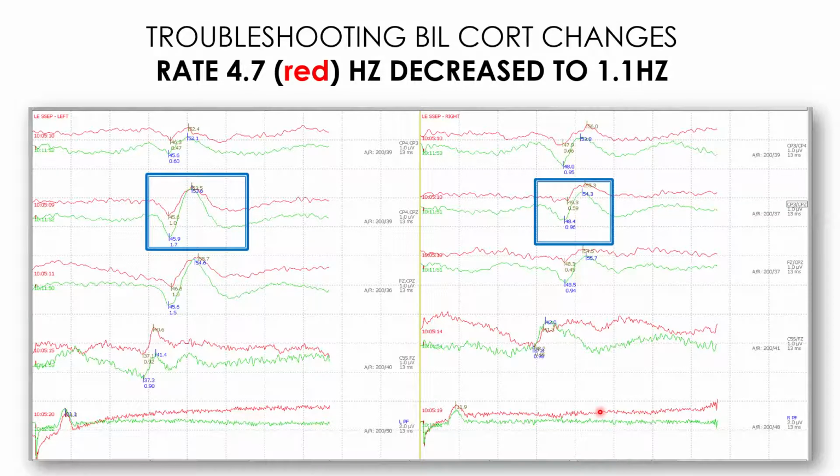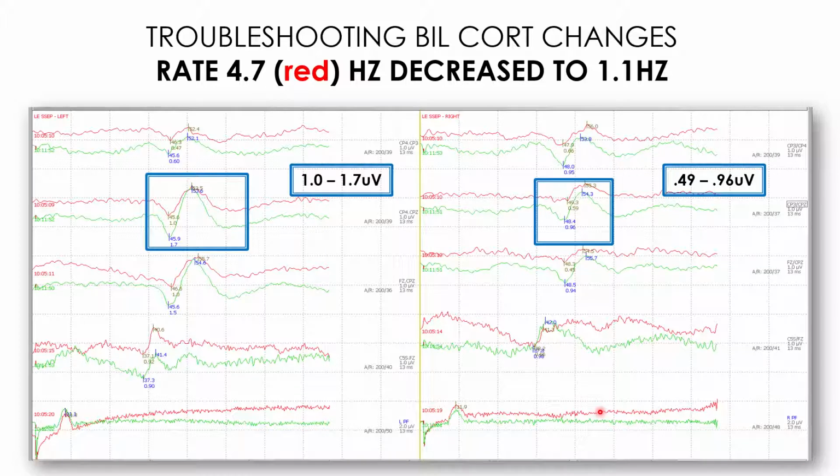Speaking of cortical responses, one way to boost cortical responses is to reduce the rep rate of stimulation. The red trace, I'm using a rep rate of 4.7 Hertz. I decrease the rep rate to 1.1 Hertz and then record it again, and that's the green trace. As you can see, the amplitude of the cortical responses almost doubled on the right, and on the left it increased by 0.7 microvolts. By reducing the rep rate, it takes longer to acquire these responses, so you have to decide whether or not it's worth it to forfeit turnover time in order to get better cortical responses.